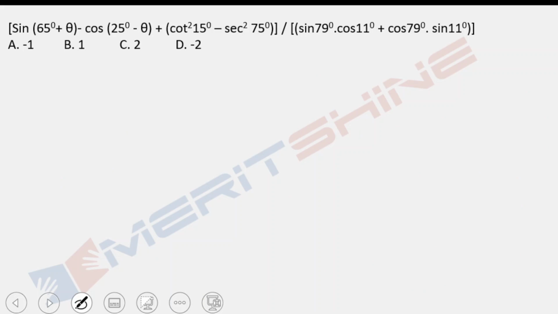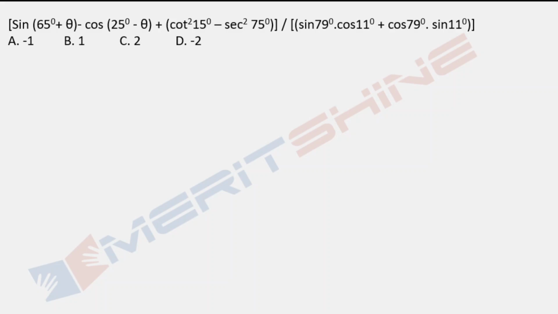I hope that you already have an idea. If you have an idea, my just saying this much would have given you an idea of how much you could have done here. Okay, right? Now let's look at the question here. There is a numerator here and there is a denominator here. So first let's look at the numerator.